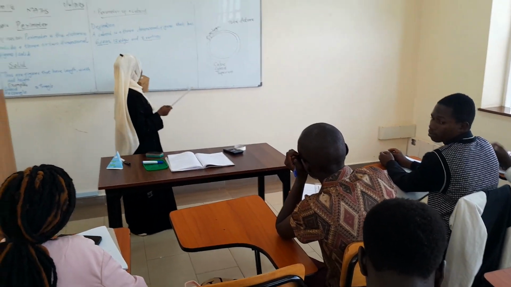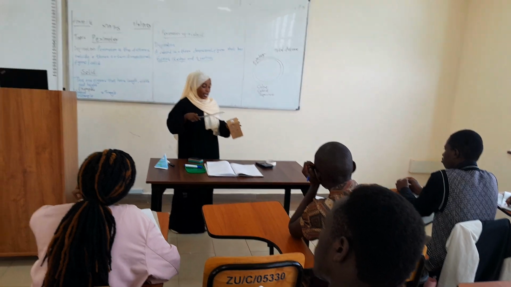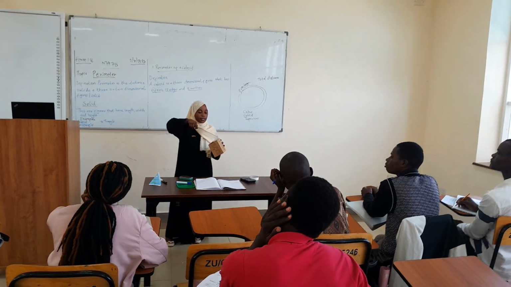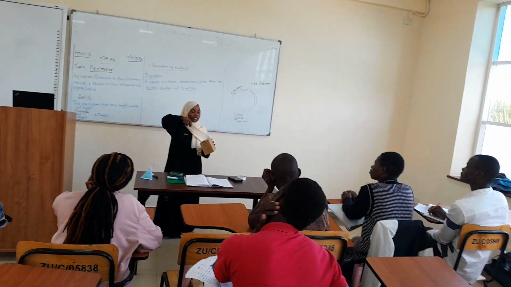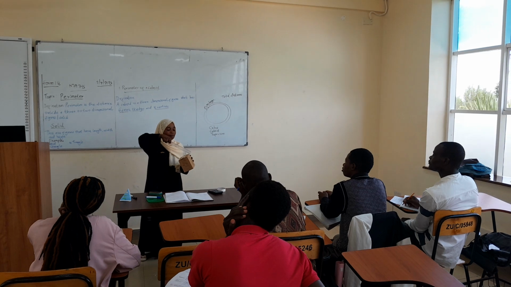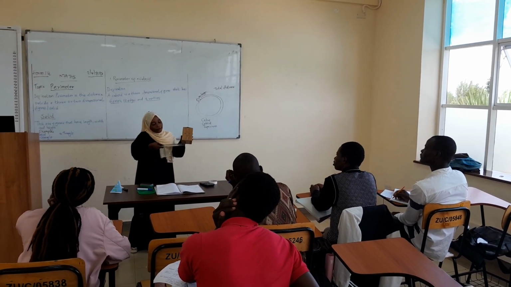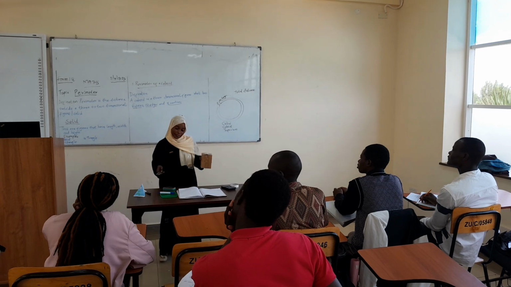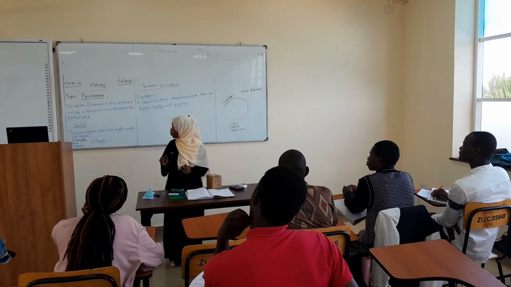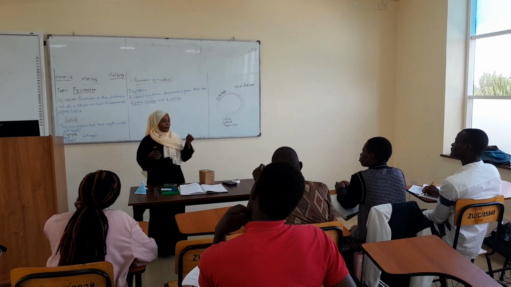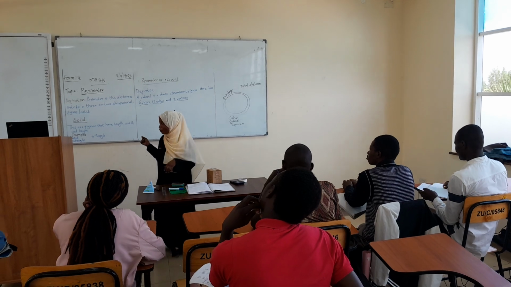So for the vertices, we have 8 vertices. The vertices are the corners. This one. Okay? Let's count. 1, 2, 3, 4, 5, 6, 7, 8. Yes, these are the vertices.